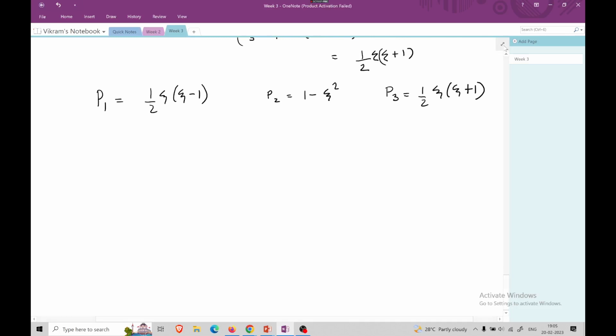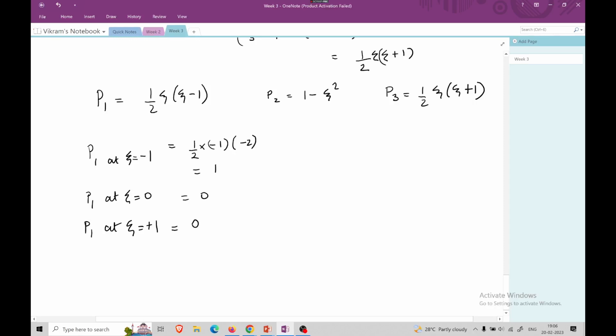So we have solved the answer, but just for further understanding, we will try to see what the properties of P1 are. So P1 at eta equal to minus 1 is half into minus 1 into minus 2. This is 1. P1 at eta equal to 0 will be 0. P1 at eta equal to plus 1 will also be 0 because 1 minus 1 is 0. P2 at eta equal to minus 1 will be 0.